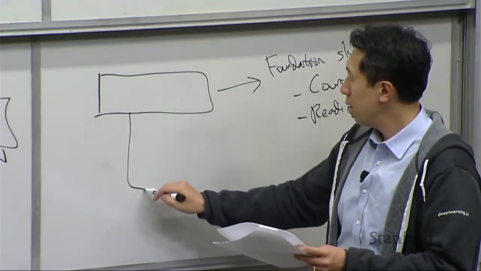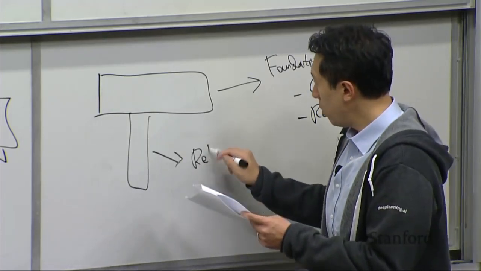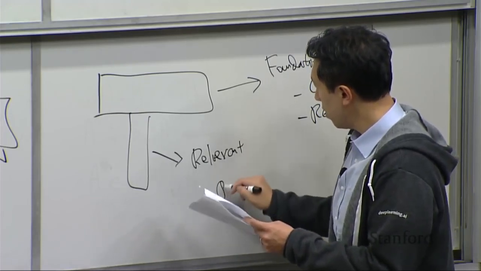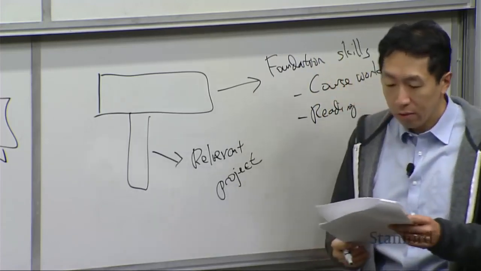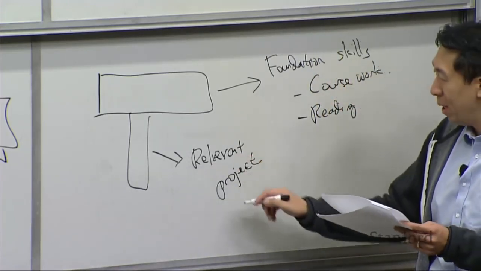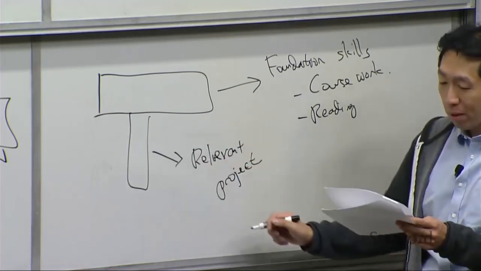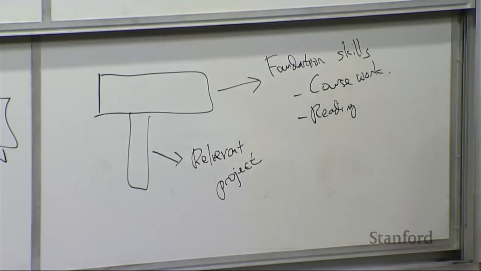And then that is often building a more deep and relevant project. And the projects have to be relevant. So if you want to build a career in machine learning, build a career in AI, hopefully the project is something that's relevant to CS or machine learning or AI or deep learning.